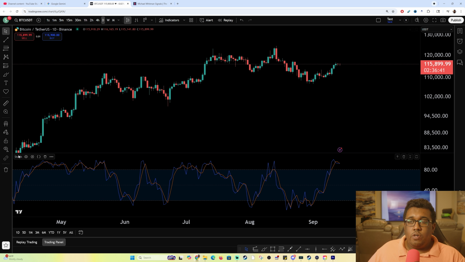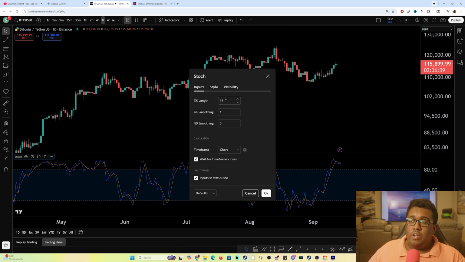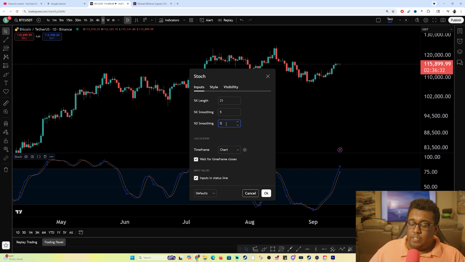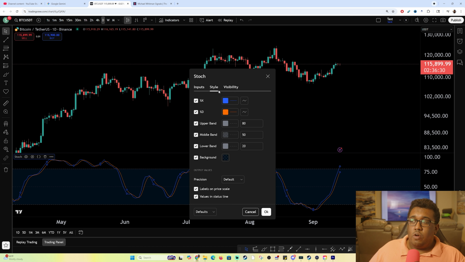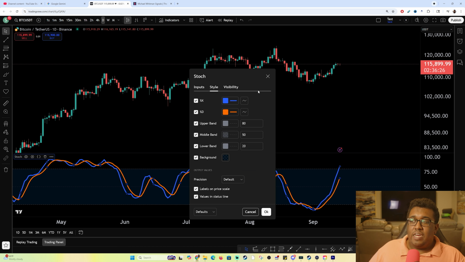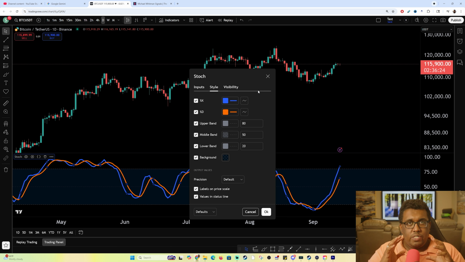After that, I want you guys to go over here to the settings for the stochastic indicator and change the K length from 14 to 21, the K smoothing to 5, and the D smoothing to 5 as well. After that, go over here to style and make the K and D length just a little bit thicker. That way, when you guys have a bunch of charts on your screen, you can actually see what's going on and make these trades very easy for yourself.